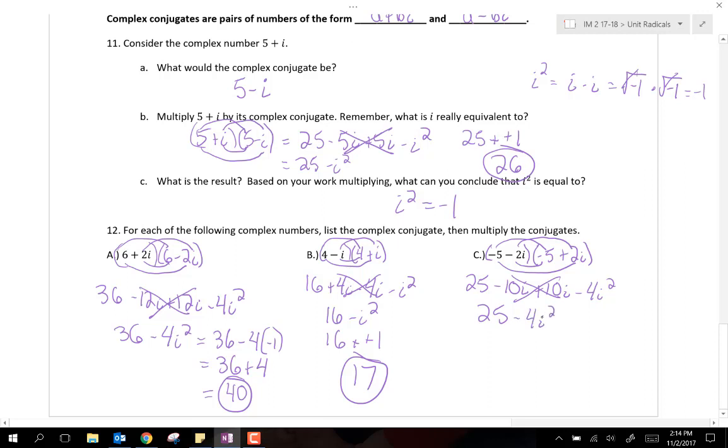We have 25 minus 4i squared. i squared is negative 1. Negative 4 times negative 1 is a positive 4. And 25 plus 4 is 29. That's how you use complex numbers.